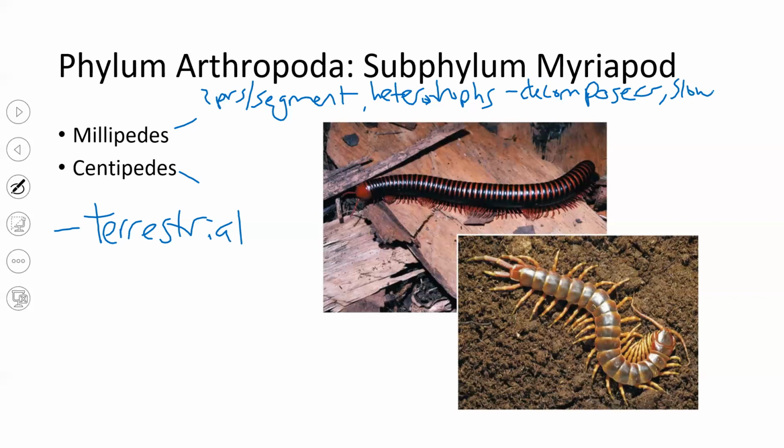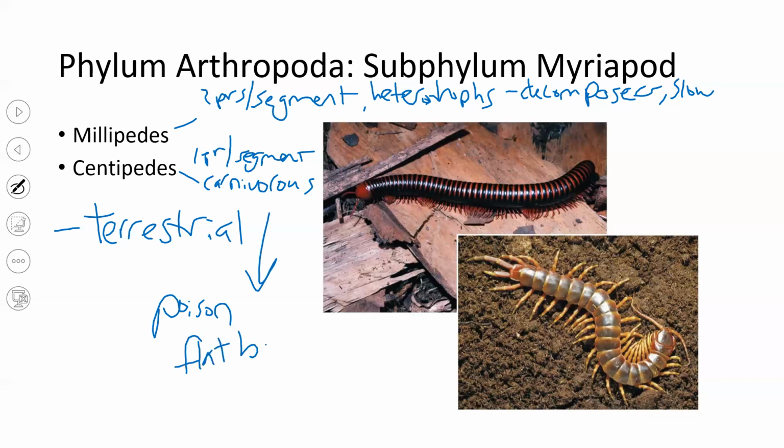Centipedes, on the other hand, are not. They only have one pair of legs per segment. And they are carnivorous. And they're scary fast. They move fast. They often have poison too. Centipedes can produce poison in their claw. They have these poison claws on their front segment. Centipedes also have a flat body, and millipedes have a rounded body.